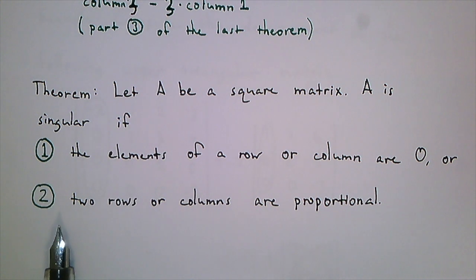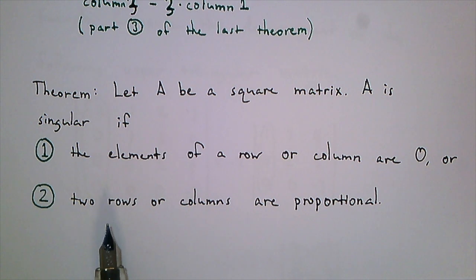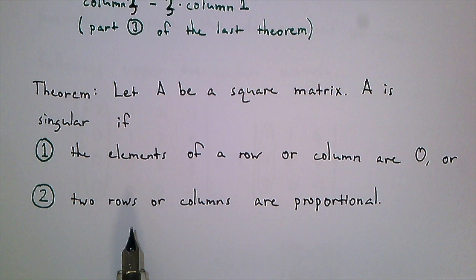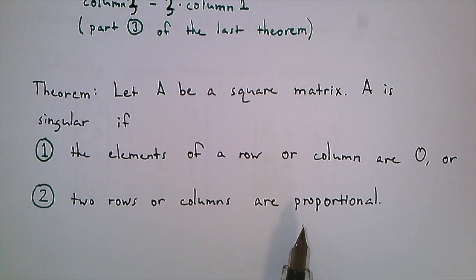And then the second part is like the second example, where we saw that we could subtract or add columns to make a column of zeros when 2 columns are proportional. And again, we got 0 for the determinant.